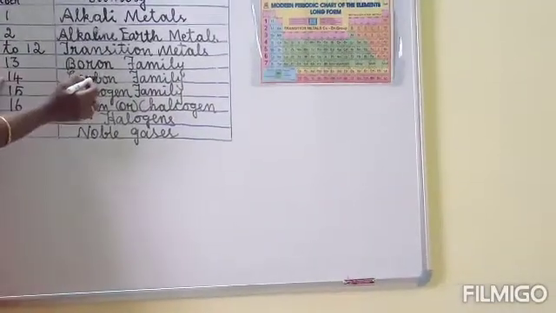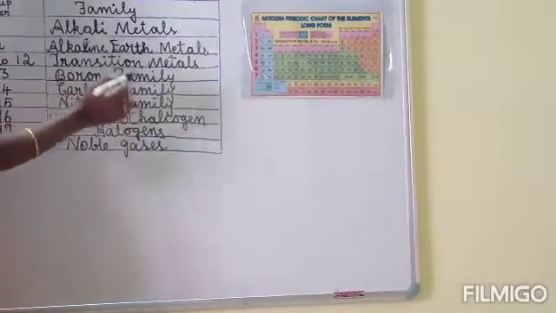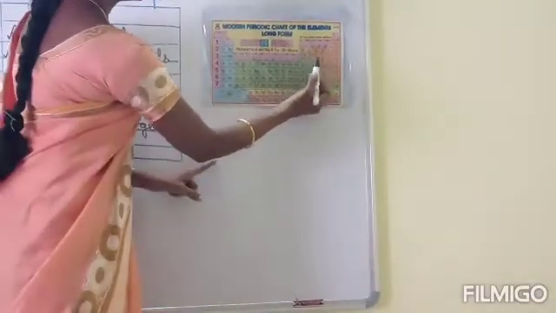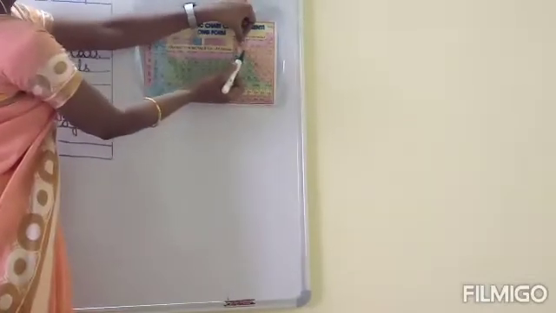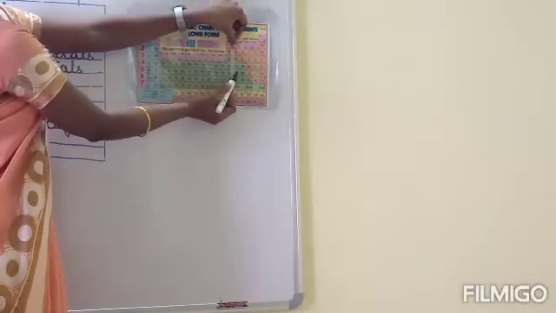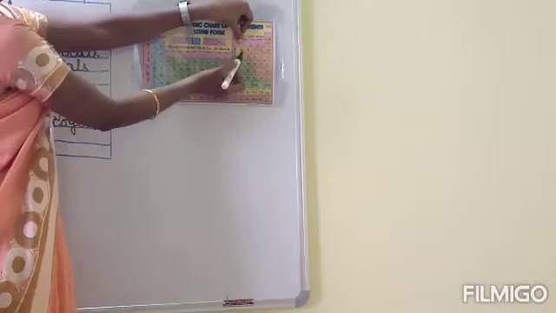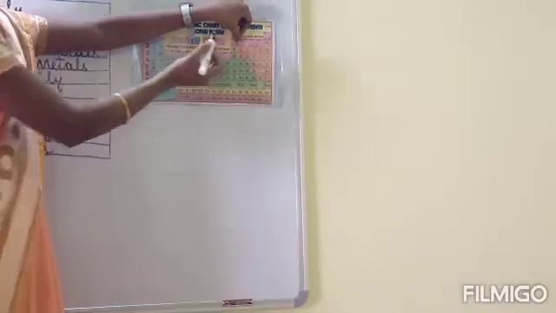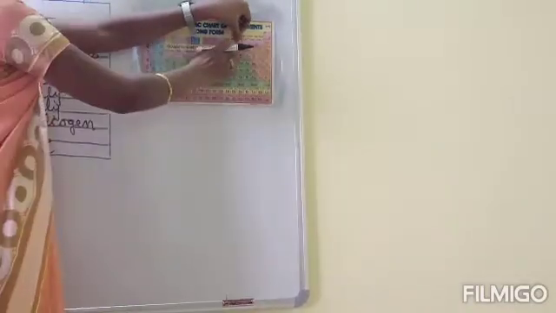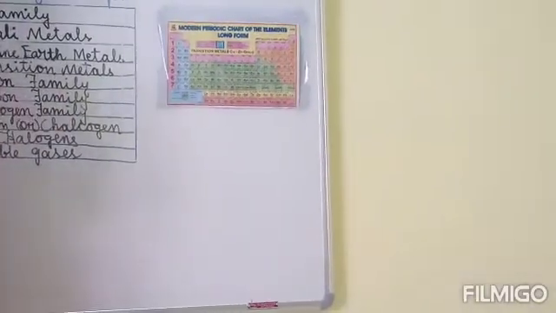Next one, group 14. Group 14 is called the carbon family. So where is group 14? This is group 14: carbon, silicon, germanium, tin, and so on. Carbon is the first element in this family. So this family is called the carbon family.